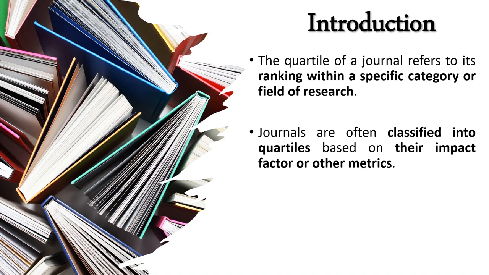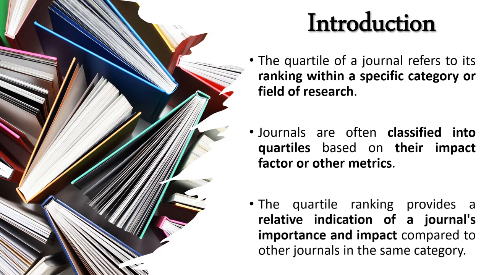These journals are normally classified into quartiles based on their impact factor or other metrics. Other metrics means other parameters or other characteristic features. Journal quartiles are often used in the context of bibliometric databases and journal citation indexes such as Scopus or Web of Science. These are the two major databases which we commonly use, and these two databases classify journals on the basis of quartiles.